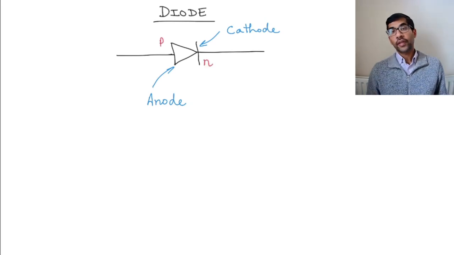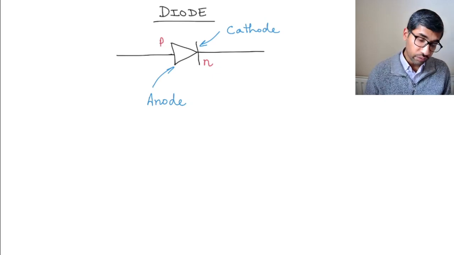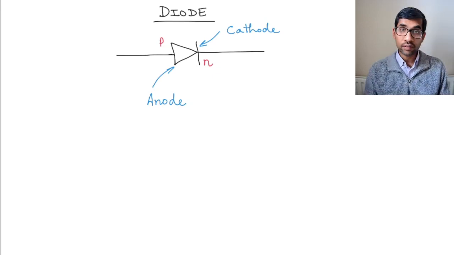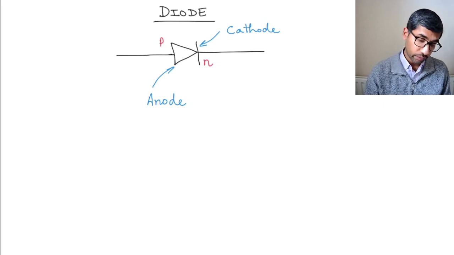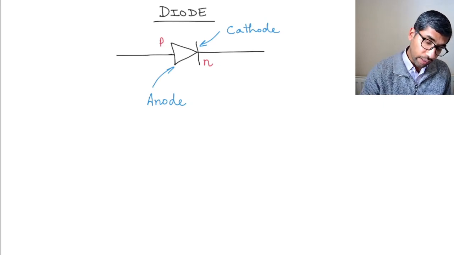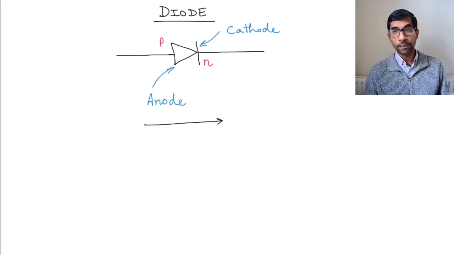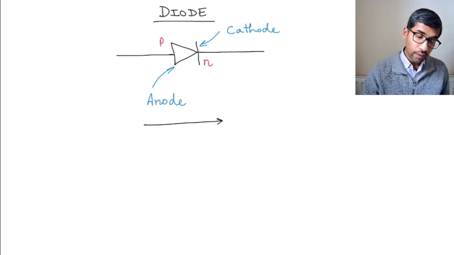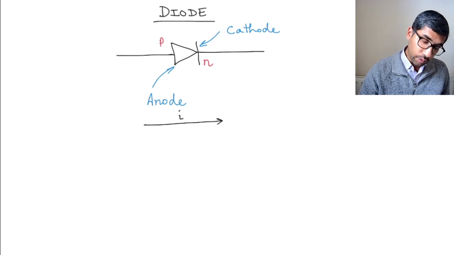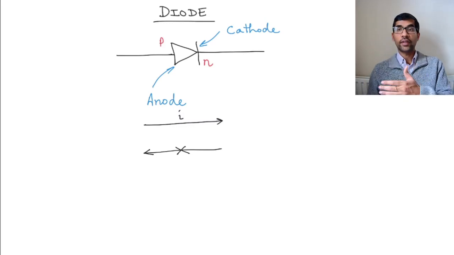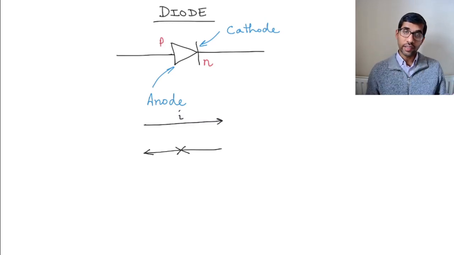The basic property of a diode is that it allows current to pass through the diode only in one direction. So in a diode, you can have current from the anode to the cathode, or from the P side to the N side. So this current is possible, but the opposite current from the N to the P side is not possible. So you will not have a current from the cathode to the anode.